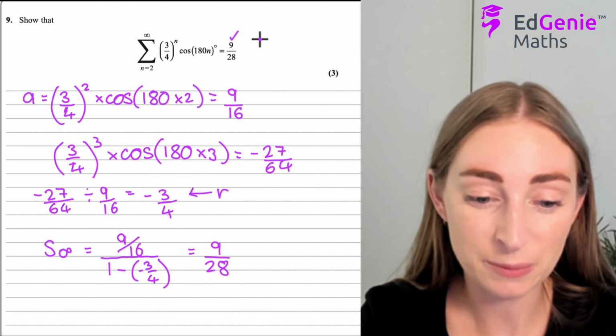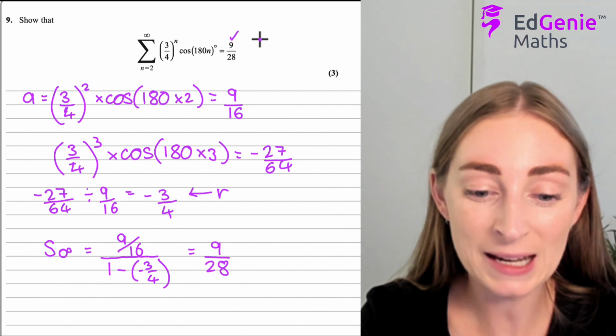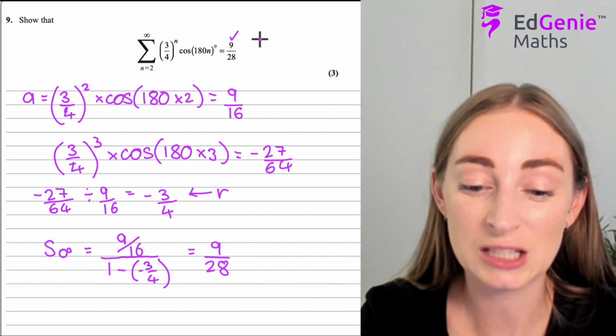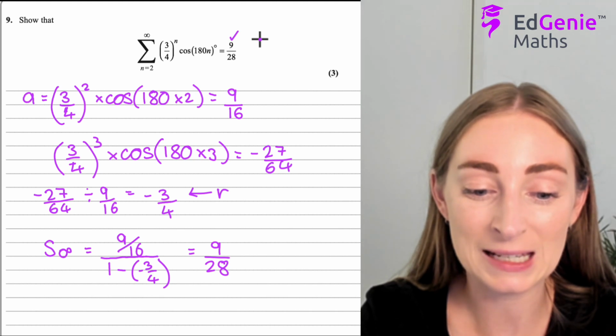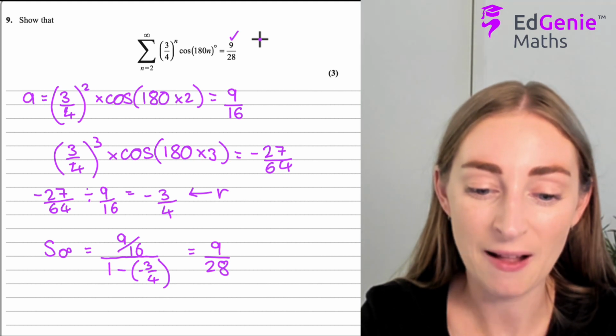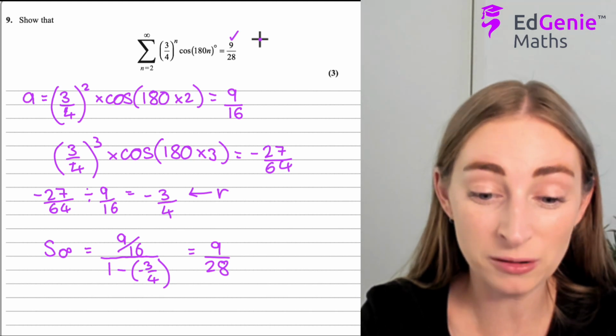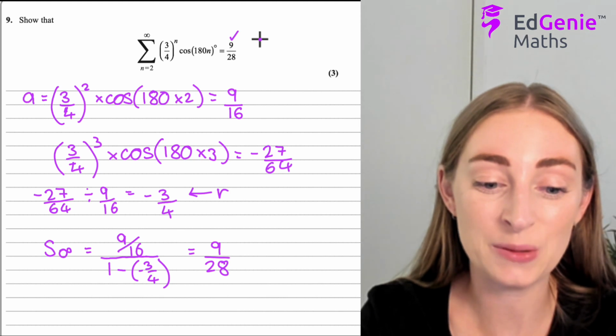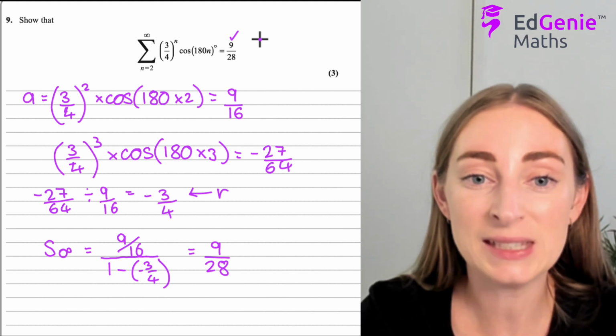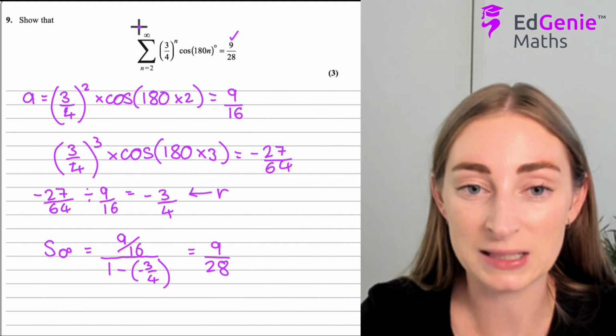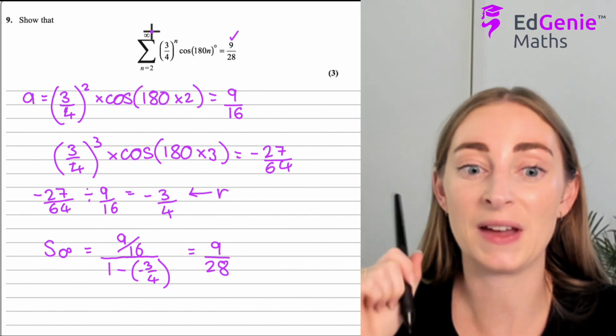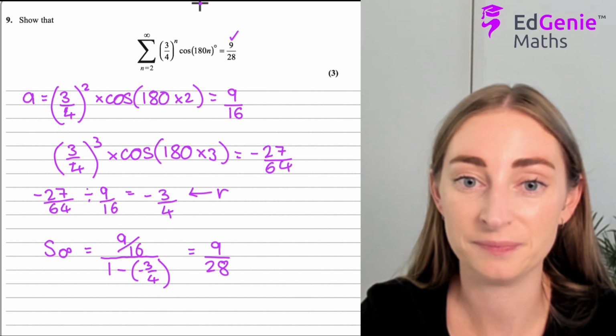So the examiner report said that this question was fairly well answered by a number of candidates who understood that they needed to use the sum to infinity, but a sizable majority made little or no progress. So whenever you see here up to infinity, you should be thinking, right, that's the sum to infinity formula.